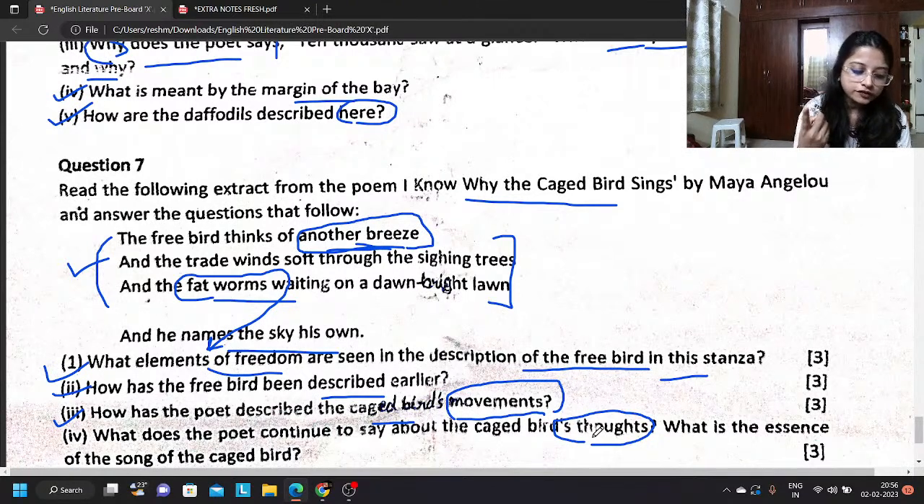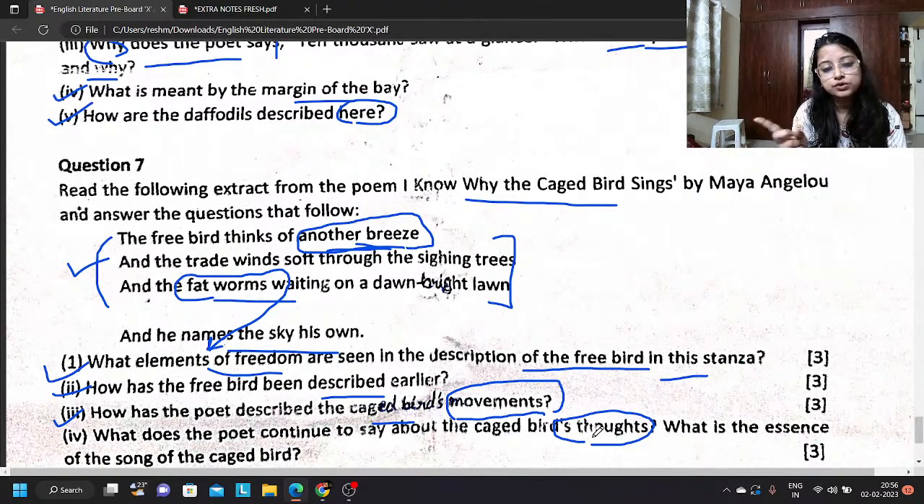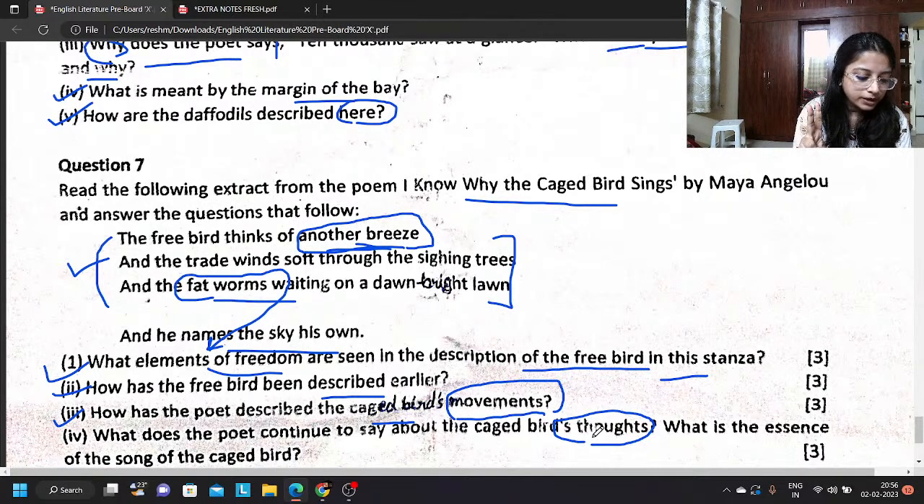The caged bird thinks of freedom, although it is restricted in manifold ways. Number 1, he looks through the bars of the cage in despair and in anger. He is looking through the cage but cannot do anything, so he is very angry.